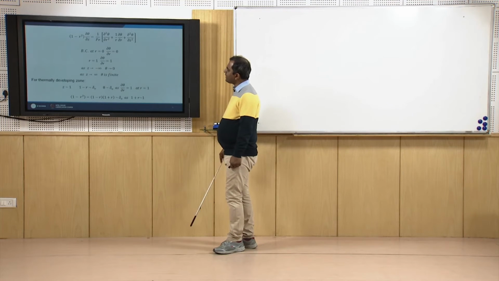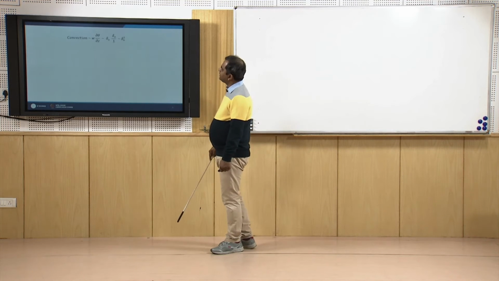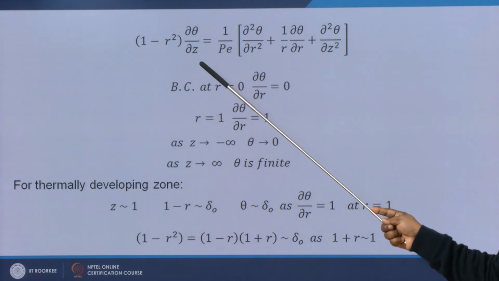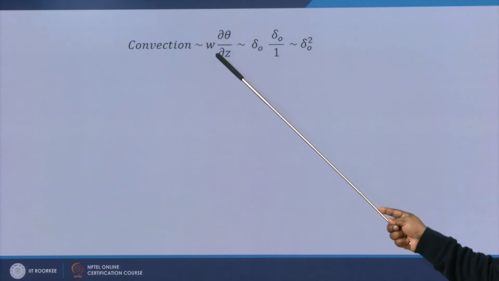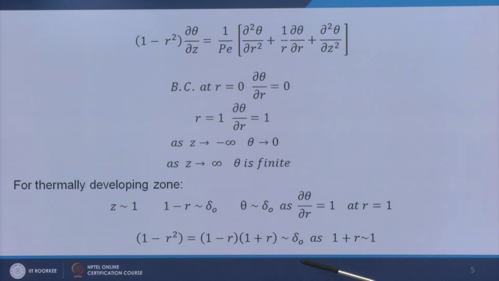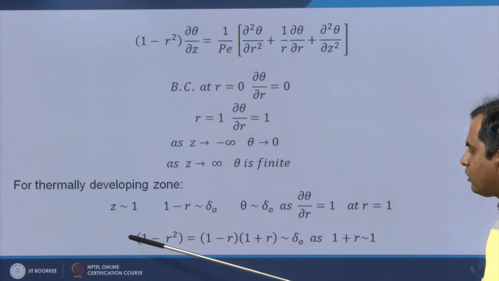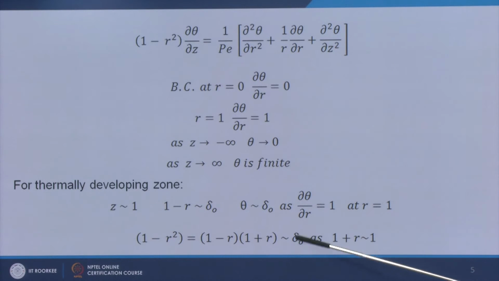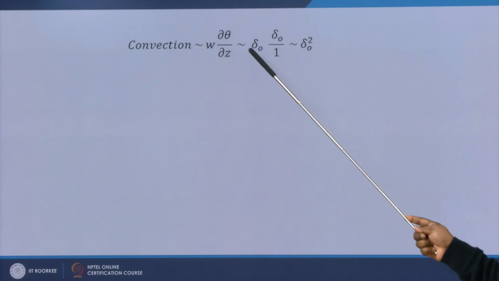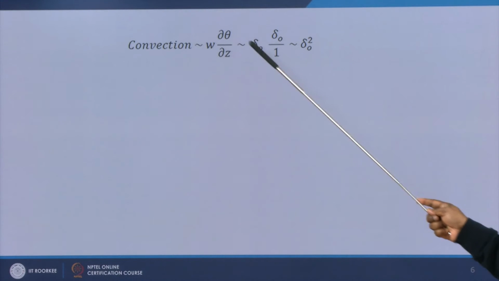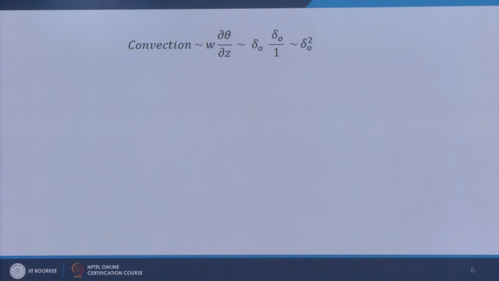Okay. Next, let us see what is the order of convection. So first in this equation we have the convection. So convection was W into del theta by del Z. Okay, as we have seen in that part of convection, this W is nothing but 2 into 1 minus R square. So 1 minus R square is of the order of delta naught. So this W can be written in the order of delta naught, and in del theta by del Z, Z is of order 1 and theta is of order delta naught, as we have just said. So we get the convection is of the order of delta naught square.